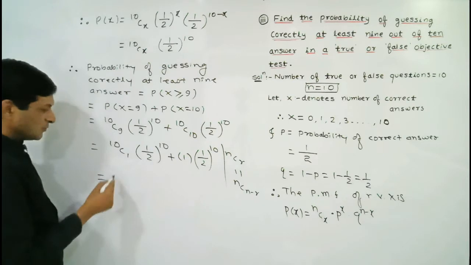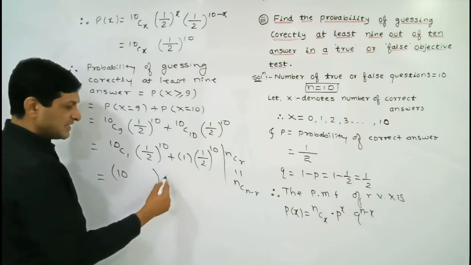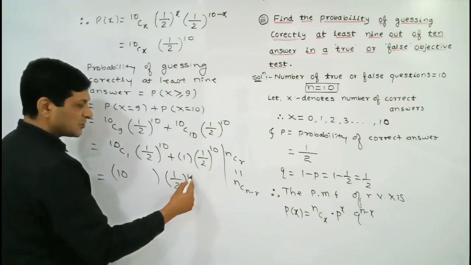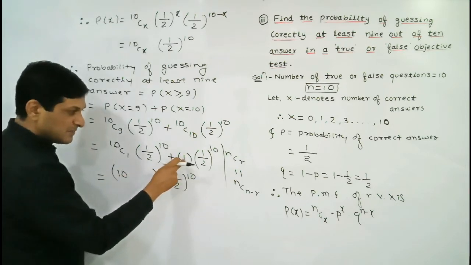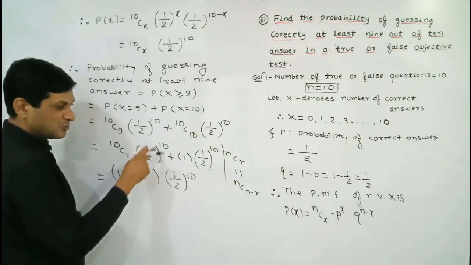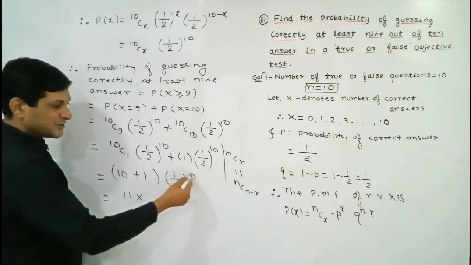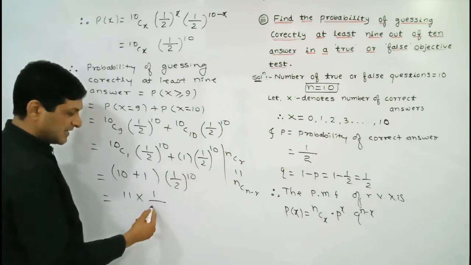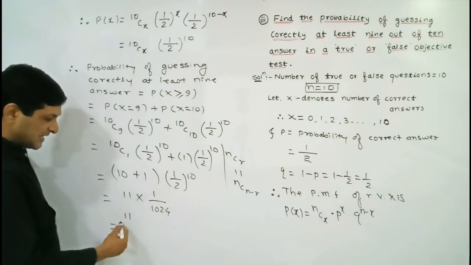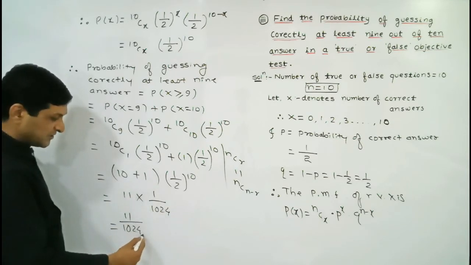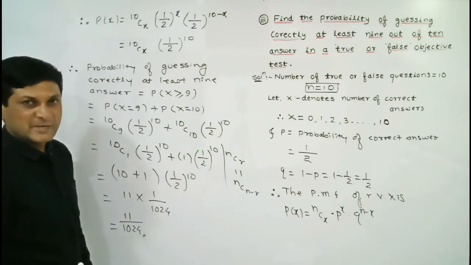So which is equal to 10C1 will be equals to 10, and here if I am taking (1/2) raised to power 10 common from both the terms, the remaining term is 10C1, its value is equal to 10, and here the remaining term is what? Plus 1. Just simply (1/2) raised to power 10 we have taken common. So 10 plus 1 will be equal to 11, 1 raised to power 10 is 1, and 2 raised to power 10 will be equals to 1024. So which is equal to 11 into 1 will be 11 divided by 1024, keep it as it is, which is nothing but our value of required probability.